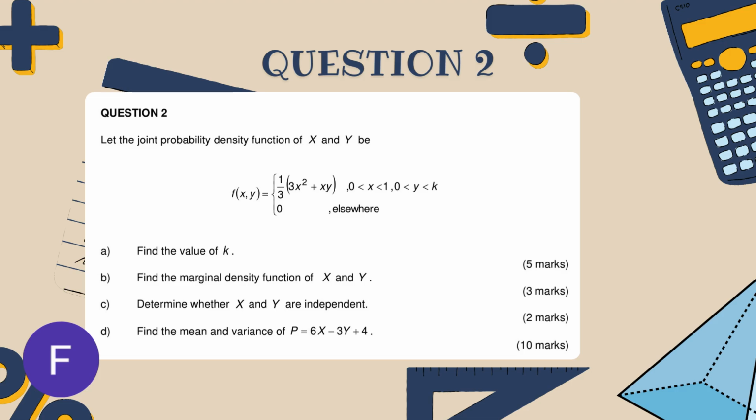The question is about the joint probability density function of x and y, where f of x, y equals 1 over 3 times 3x squared plus xy, with x between 0 and 1 and y between 0 and k, and 0 elsewhere.